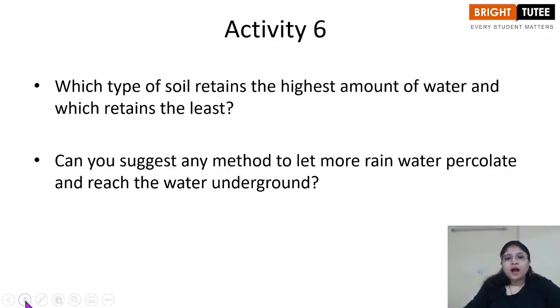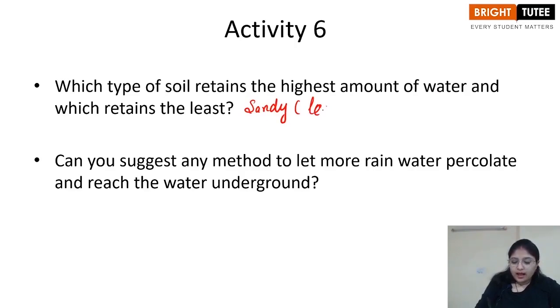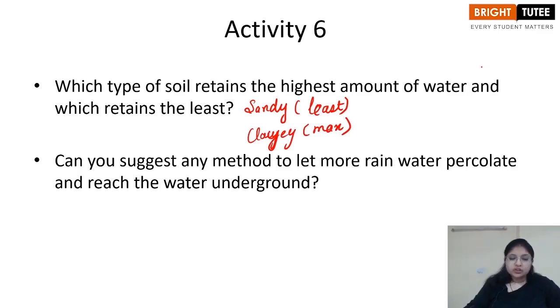Which type of soil retains the highest amount of water and which retains the least? So the sandy soil has the least amount of retention, whereas the maximum amount of retention is in the clay soil, right? So the next question is, can you suggest any method to let more rainwater percolate and reach the water underground? So when we want more and more water to reach underground, what we are going to do is we are going to use a method called rainwater harvesting, right?